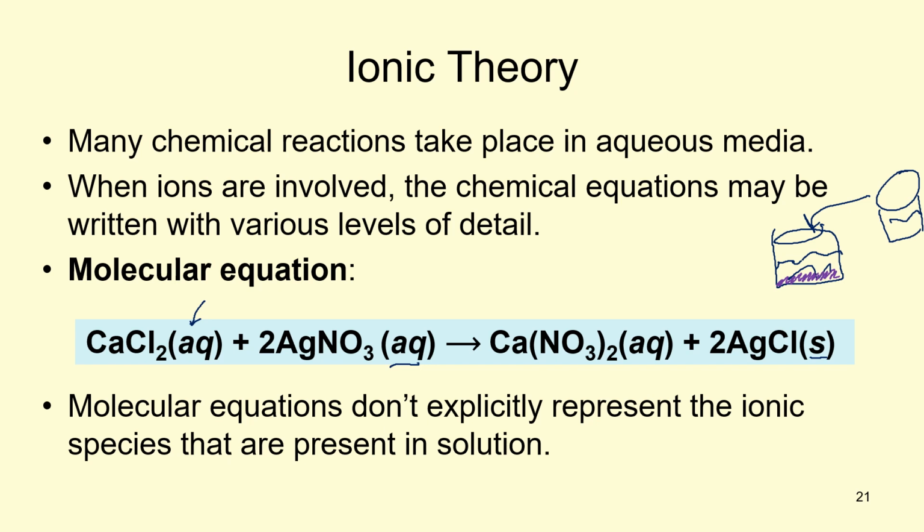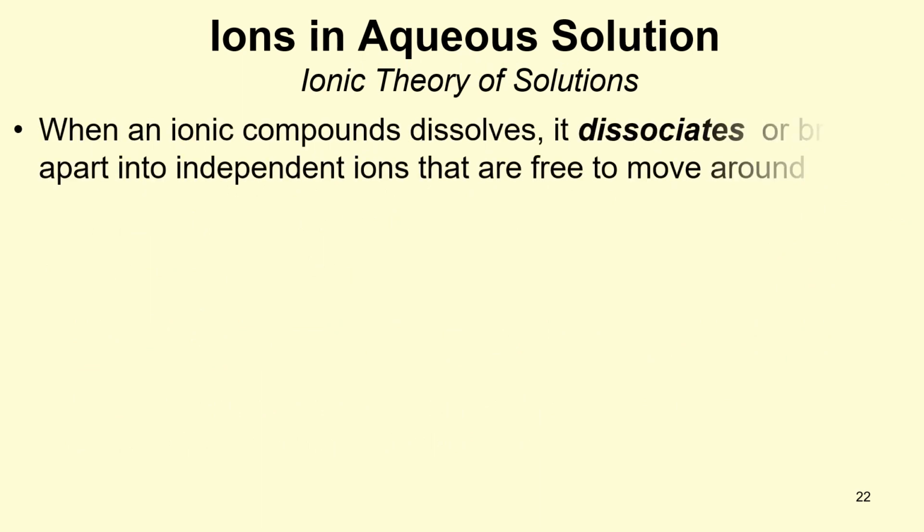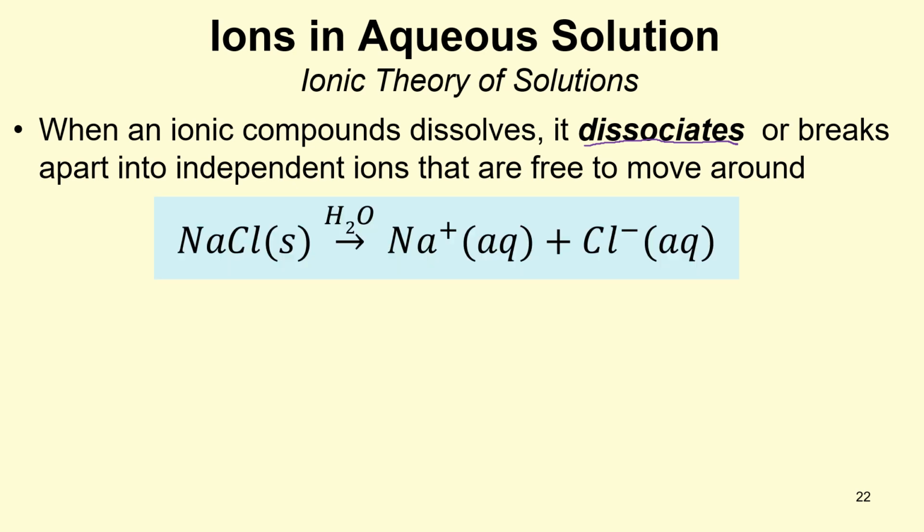What does it mean for an ionic species to be dissolved in water? Well, what happens is the ions actually pull apart from each other. We call that dissociating. So when an ionic compound dissolves in water, it dissociates, or in other words, breaks apart into independent ions. A very simple example would be NaCl.